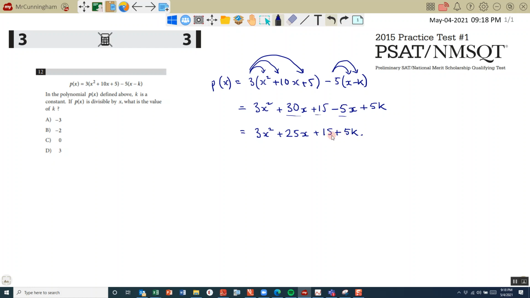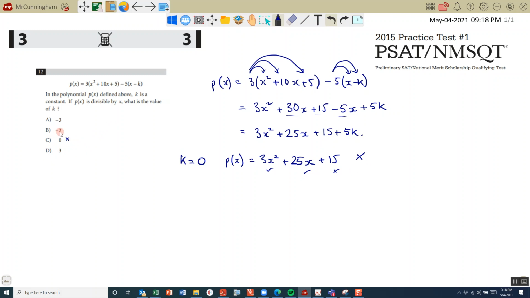Right, so if k is a whole number, let's look at some values. Let's pick some of these values. Let's pick 0. If k is 0, then let's just do it underneath here. When k is 0, the polynomial is going to be 3x squared plus 25x plus 15, because k is 0, that goes to 0. Now, is that divisible by x? Well, this is not divisible by x. So that is not an answer.